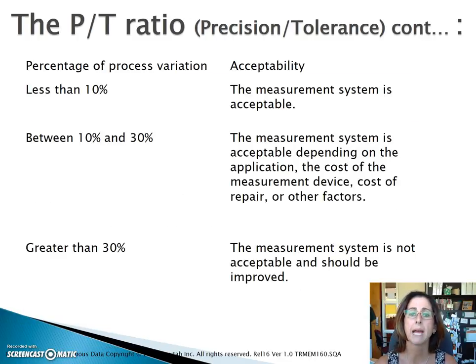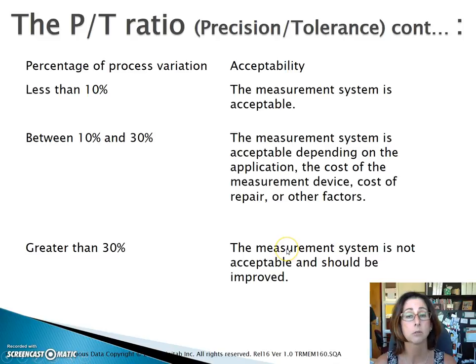So what we know is good or bad is this table here that is taken from some quality assurance information. With a precision tolerance ratio of less than 10%, the measurement system is acceptable. I'm going to guess that's in all cases, but again, we might want to look at that. Less than 10% is a very small portion of it. If the precision tolerance ratio is between 10 and 30%, then the measurement system is acceptable depending on the product, the cost, etc. If the precision tolerance ratio is greater than 30%, then the measurement system is not acceptable.